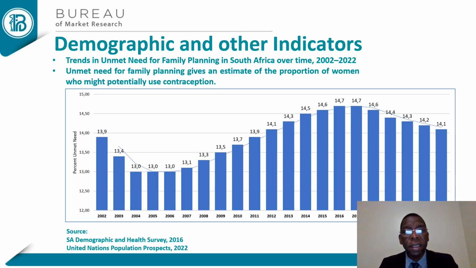The unmet need for contraception currently stands at 14.1%, indicating that more than 1 in 10 women have their need for contraception unmet. Indeed, family planning is a human right, and from a human right perspective, the unmet need for contraception should ideally be at 0%.